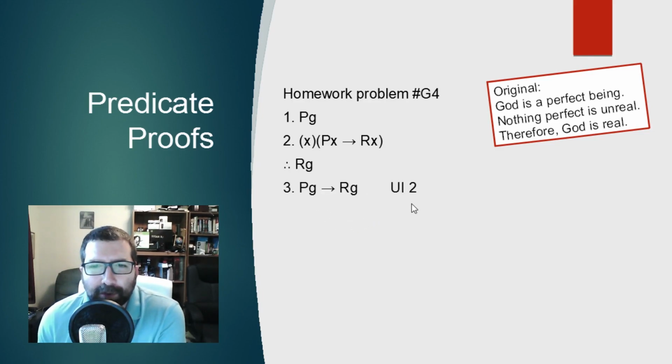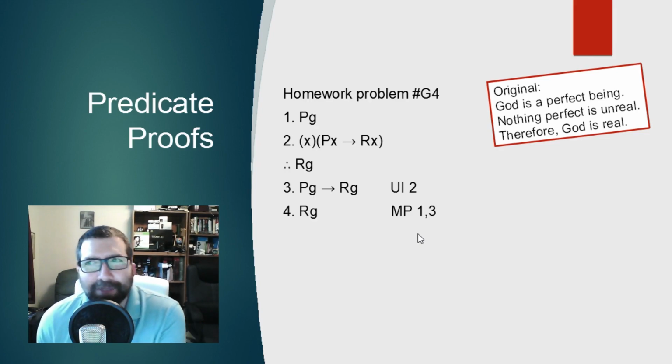We simply do a universal instantiation on 2. So for any x, if x is perfect, then x is real, becomes if God is perfect, then God is real. That's a universal instantiation on 2. And then you notice our premise number 1 is God is a perfect being, so we're able to use modus ponens on 1 and 3 in order to get, well, then God must be real. This is fun.